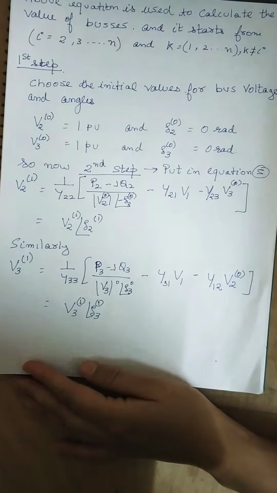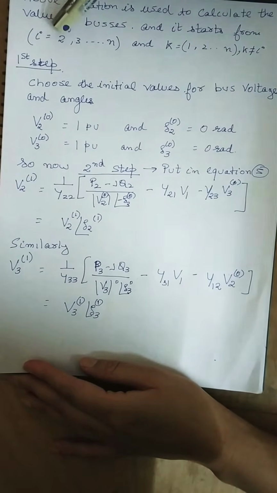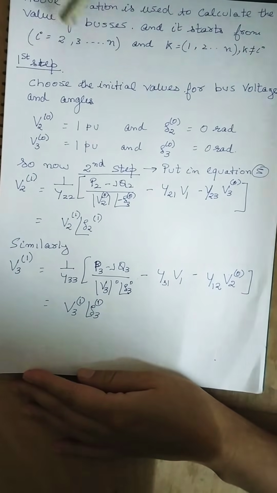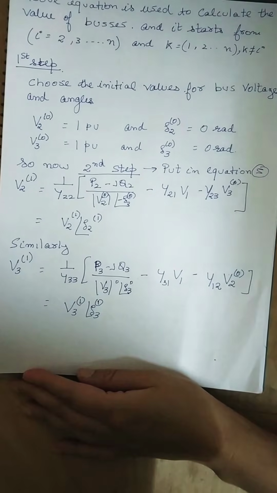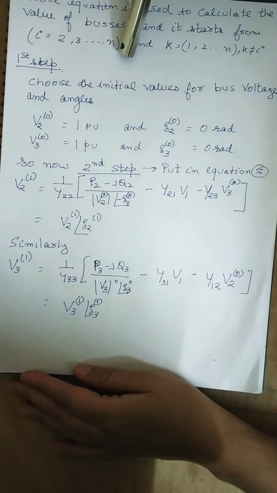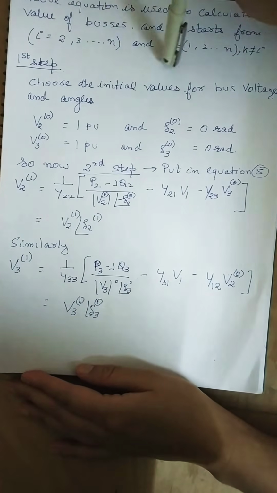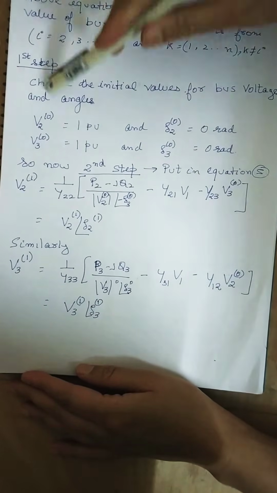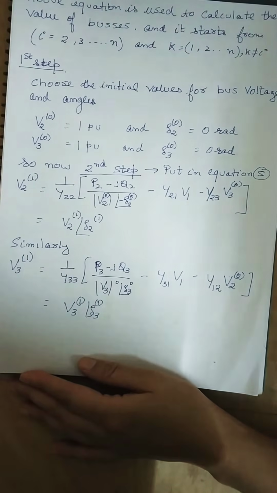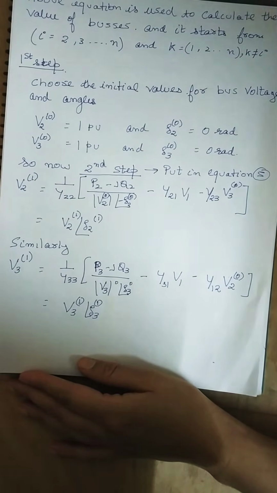Now the above equation is used to calculate the voltage of the buses, and it starts from i equal to 2 to n. Why does it start from i equal to 2? It should be clear in your mind that i equal to 1, that is the first bus, is the slack bus. So that's why we are considering here only PQ buses. So PQ buses start from bus 2 to n. Now the first step is to choose the initial values of bus voltages and angles. Again I am reminding, we are considering here the case where there is no PV bus present. Only PQ buses and the slack bus are there.